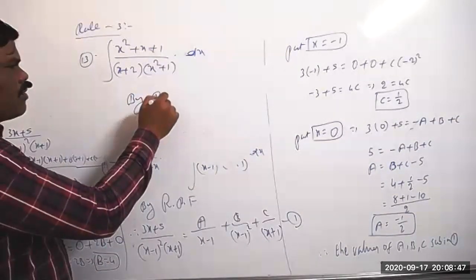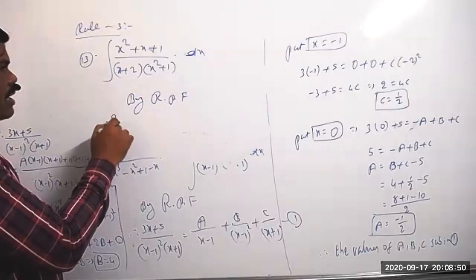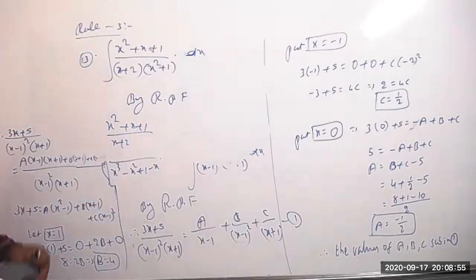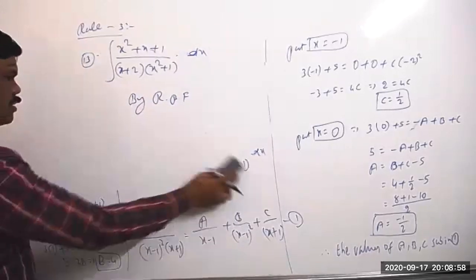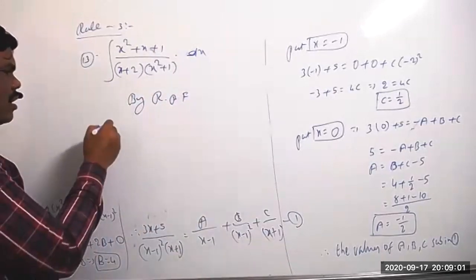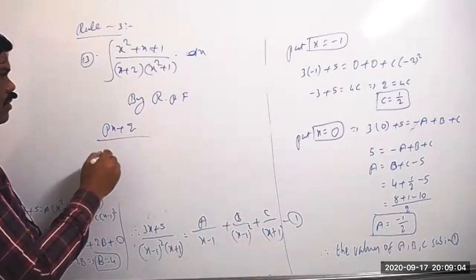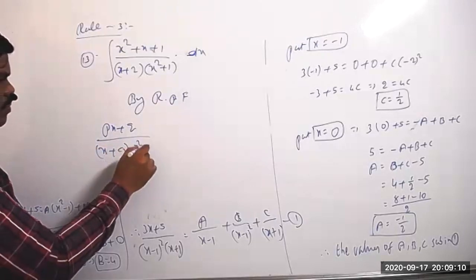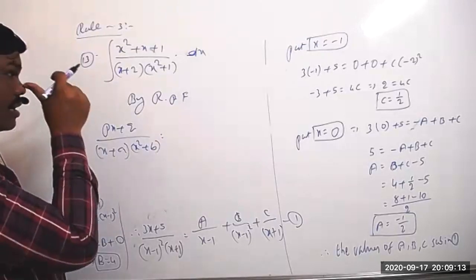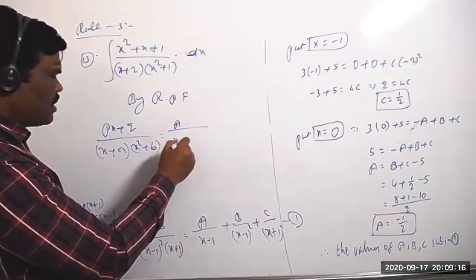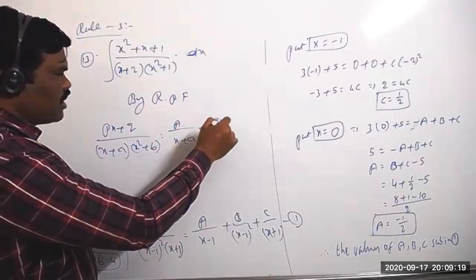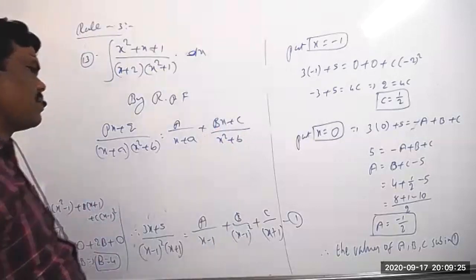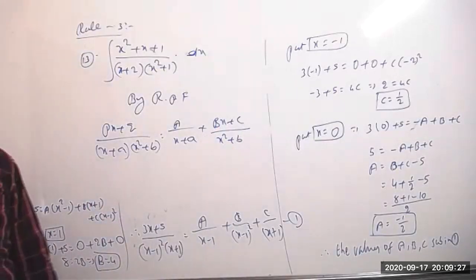So by resolving partial fractions, what we are getting is x square plus x plus 1 whole by x plus, or else first you can write the formula. Then you won't get any confusion there. In examination you can take directly, not an issue. So px plus q by x plus a into x square plus b is equal to, we have to resolve into this one, a by x plus a plus bx plus c by x square plus b. All of you should remember. This is the formula like this.